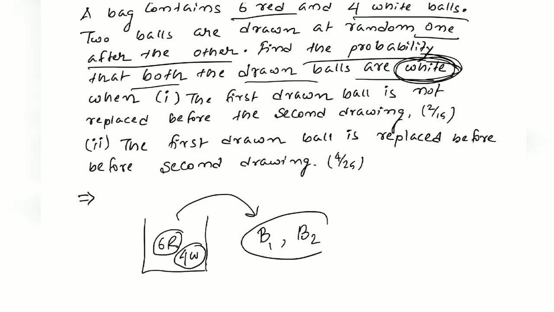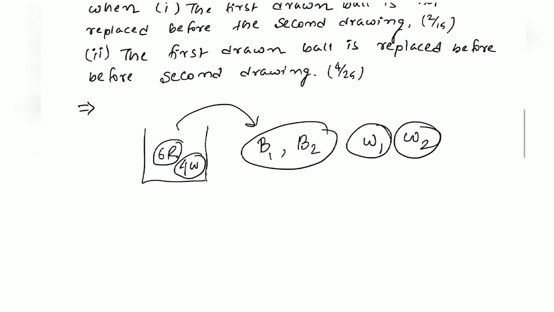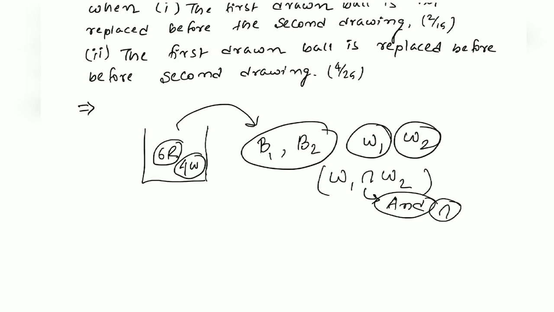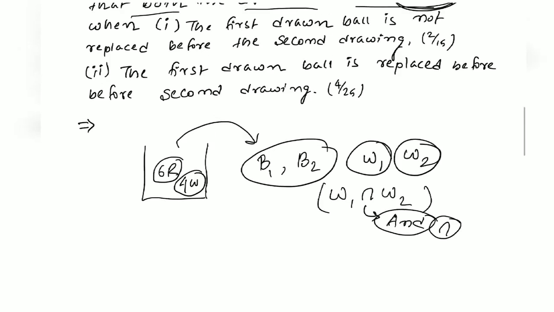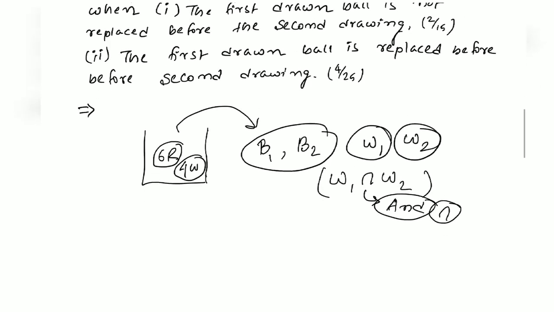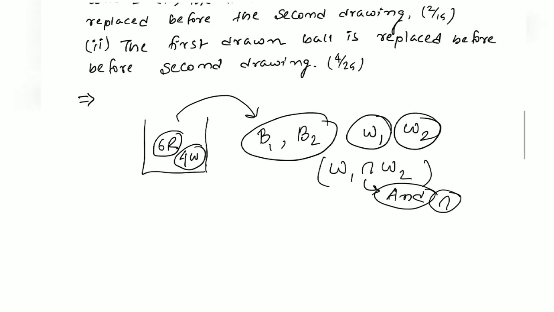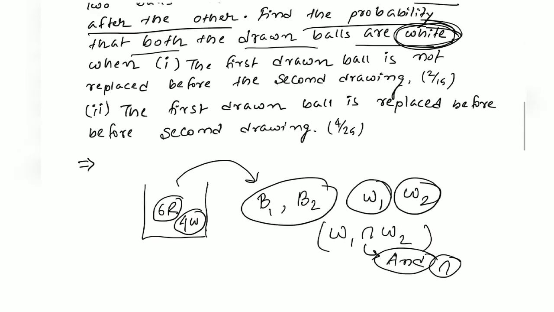So now we can assume that the first one is white and the second one is white also. Remember, we are mentioning here first one and second one. When there is an 'and', there is obviously an intersection. I have mentioned this logic in the previous lecture. So if you are not accustomed to 'and' and 'or', then obviously go back to the first lecture of probability, then come back here. Now let us solve this problem.